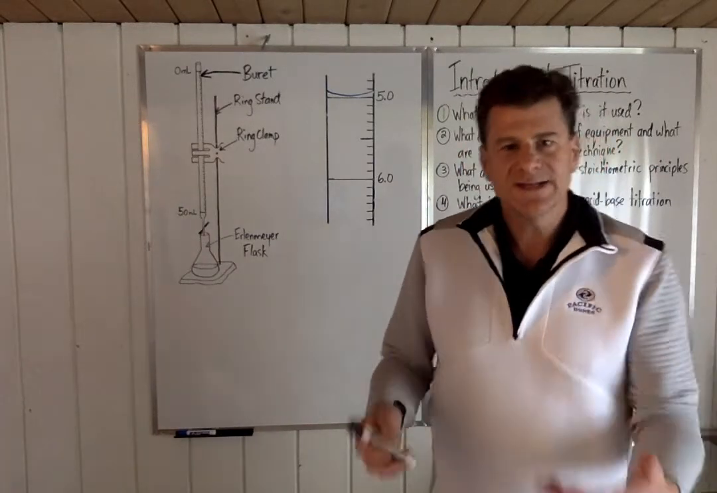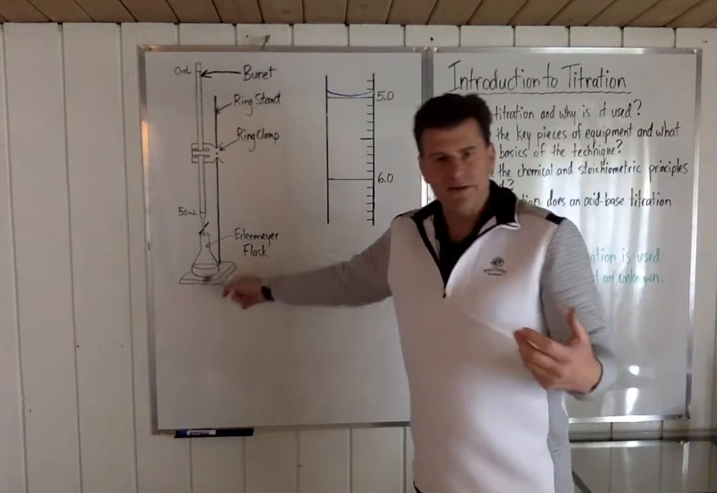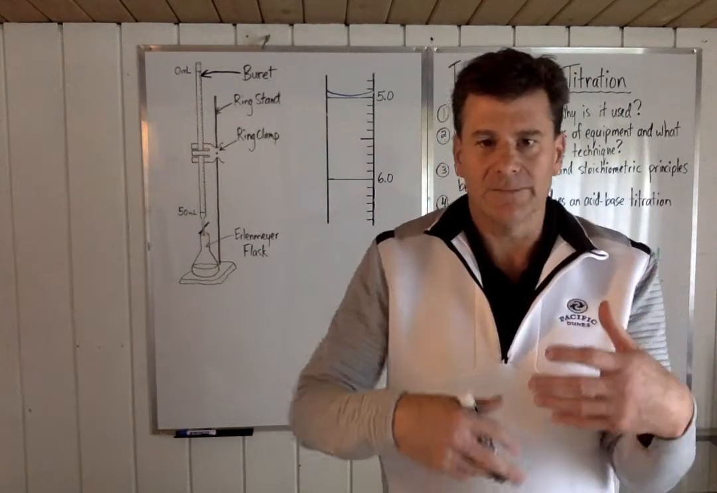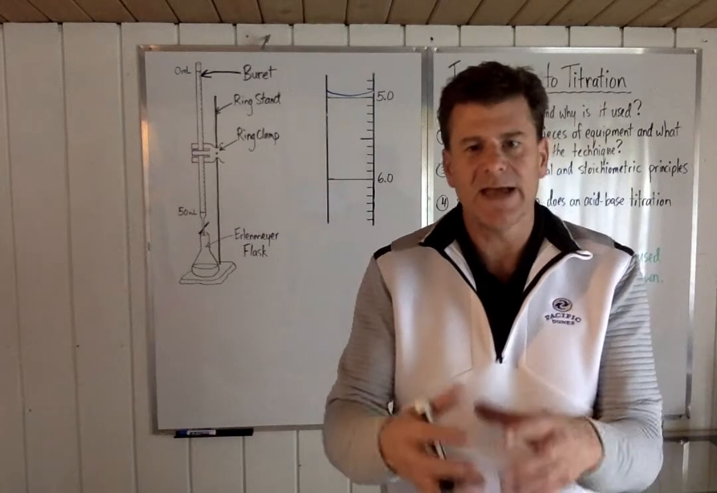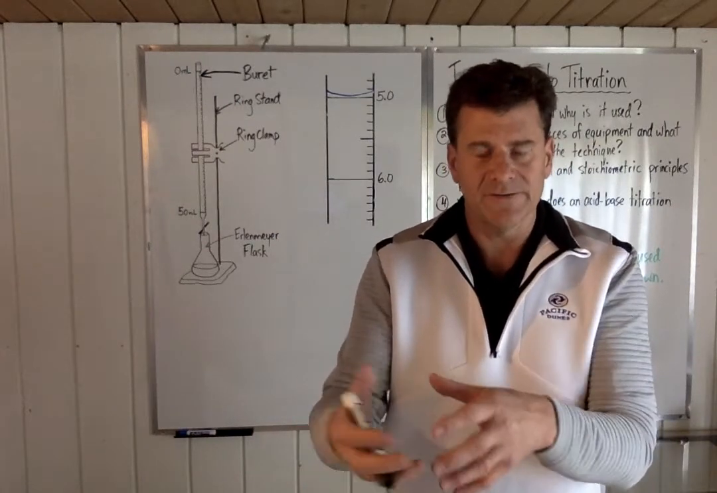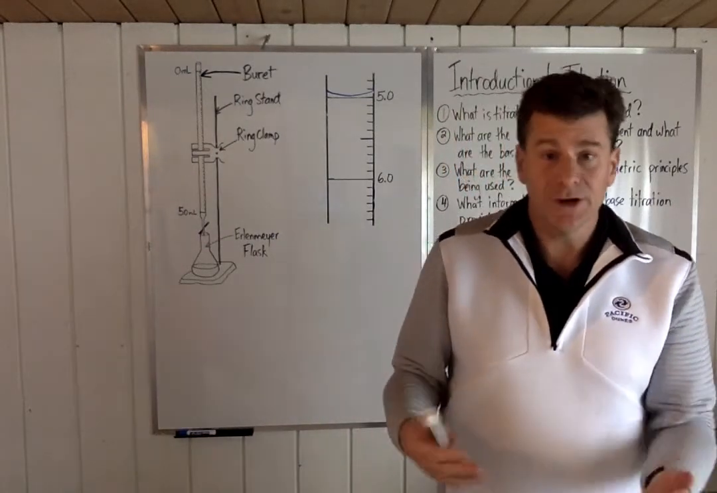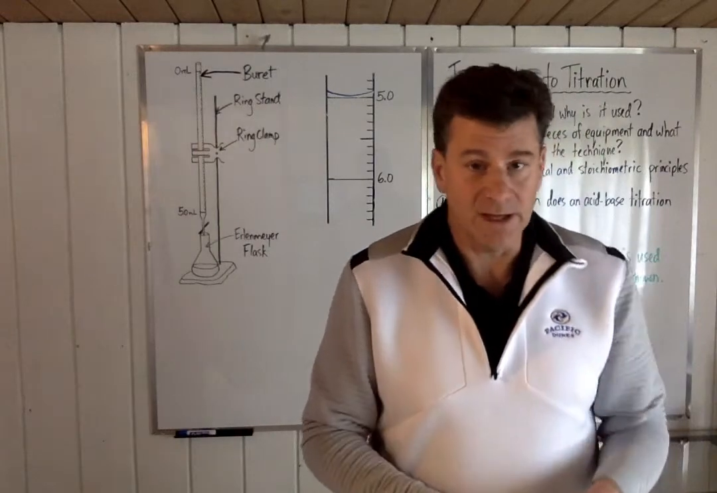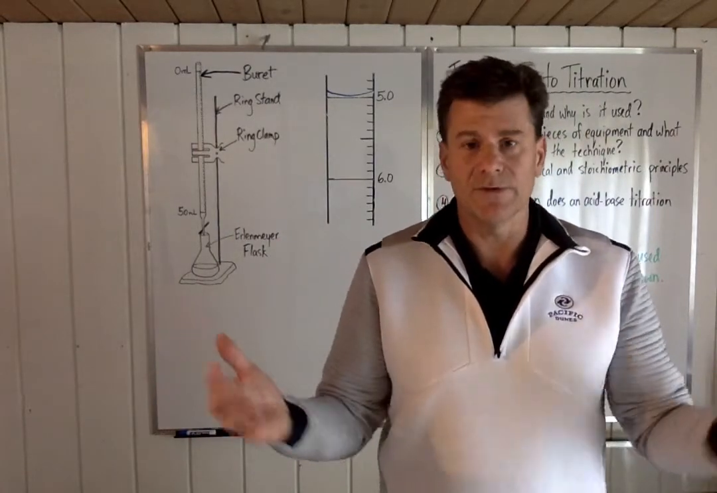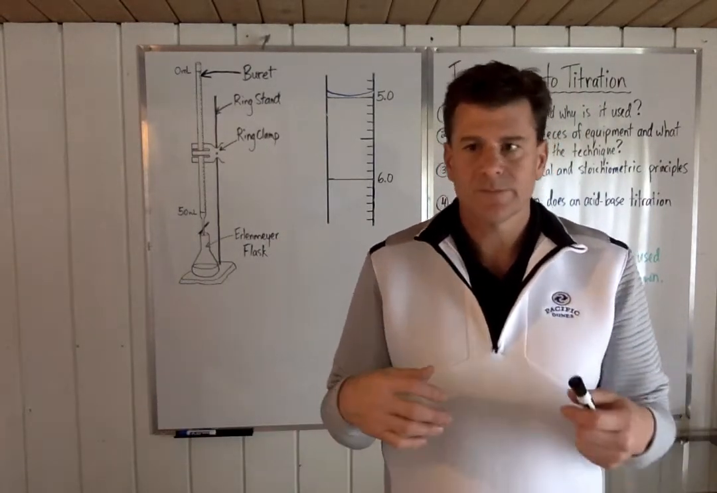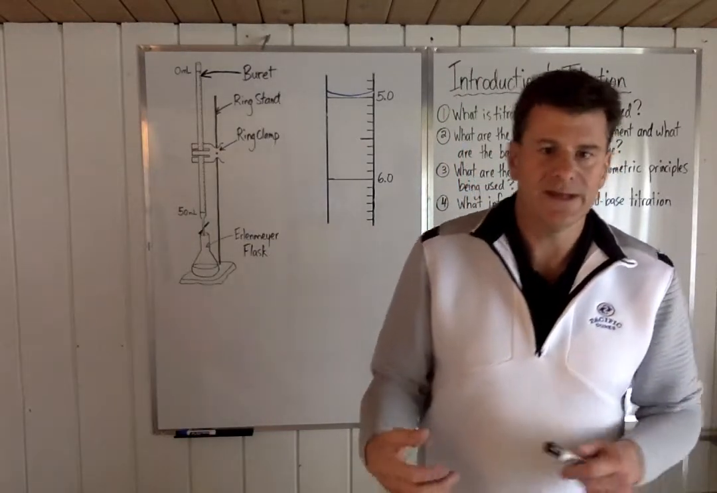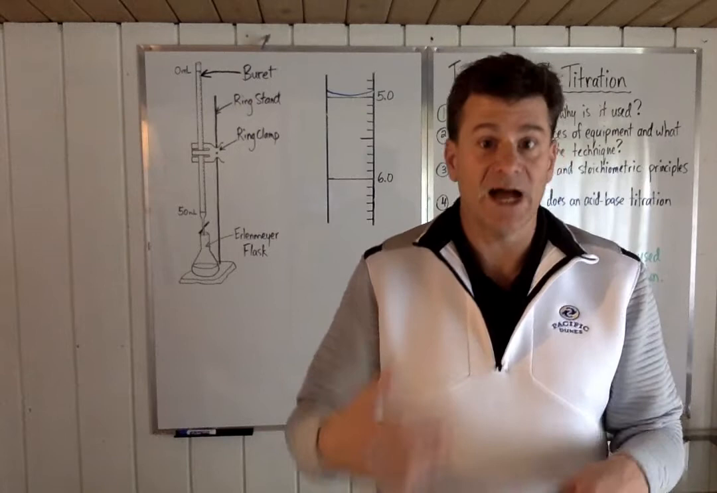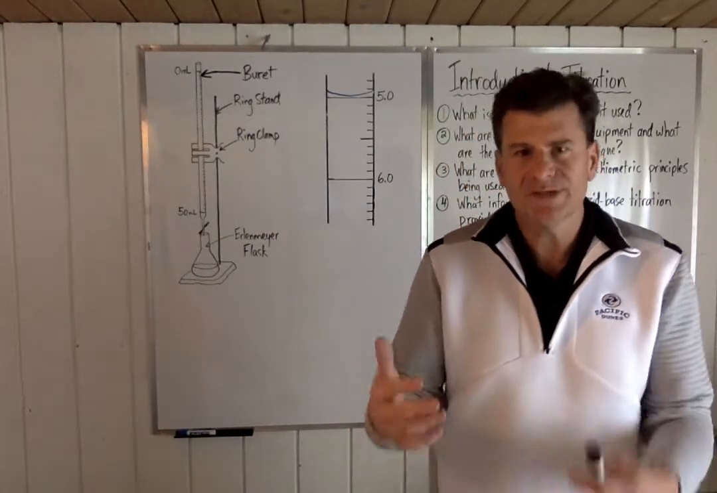So essentially, down here in the Erlenmeyer flask, typically, it's not always this way, but typically you're putting a sample of an unknown down in there. Now, by unknown, it may not be completely unknown. I have no idea what this thing is. You might know that it's a solution of hydrochloric acid. You might know that it is a solution of a diprotic acid. You might know something about it.